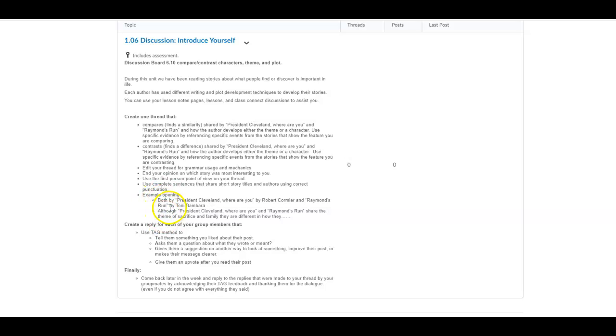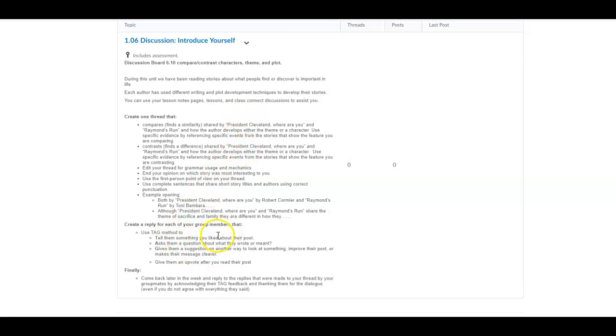So I give you a couple examples here. President Cleveland, Where Are You? by Robert Cormier, and Raymond's Run by Toni Cade Bambara, both blank. That'd be a starter for a comparison. Although President Cleveland, Where Are You? and Raymond's Run share the same theme of sacrifice and family, they are different in how they blank. That might be a line opener for your contrast section. So that's your responsibility there.